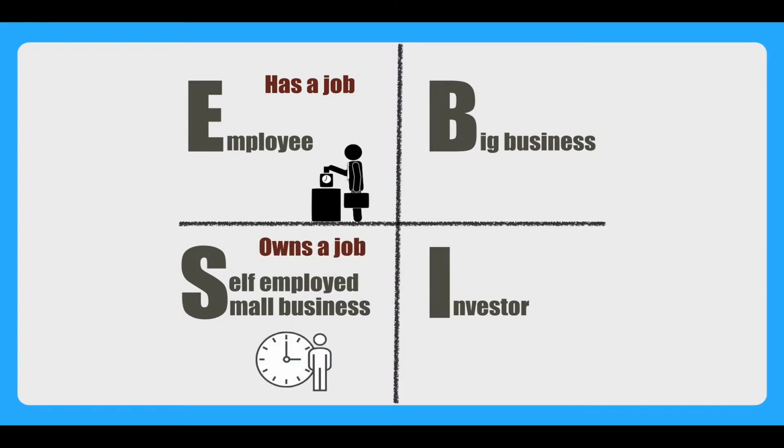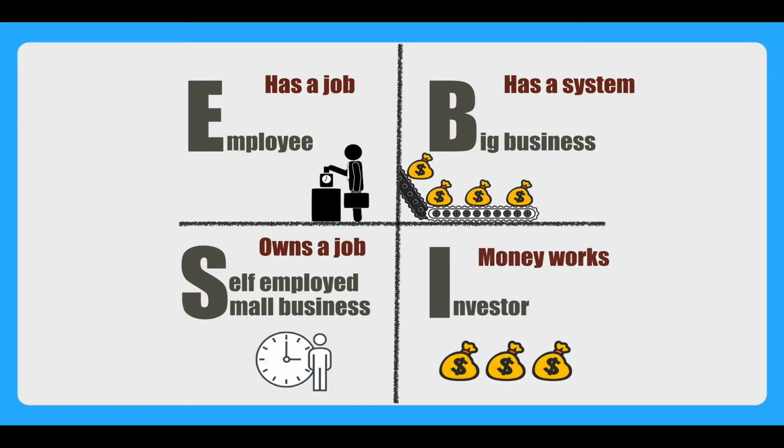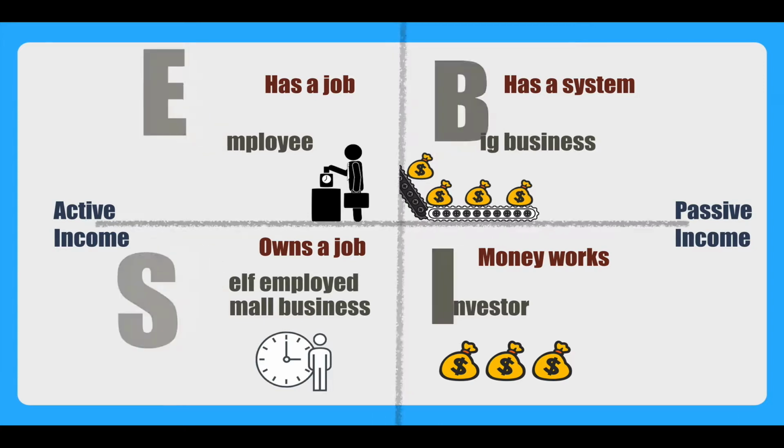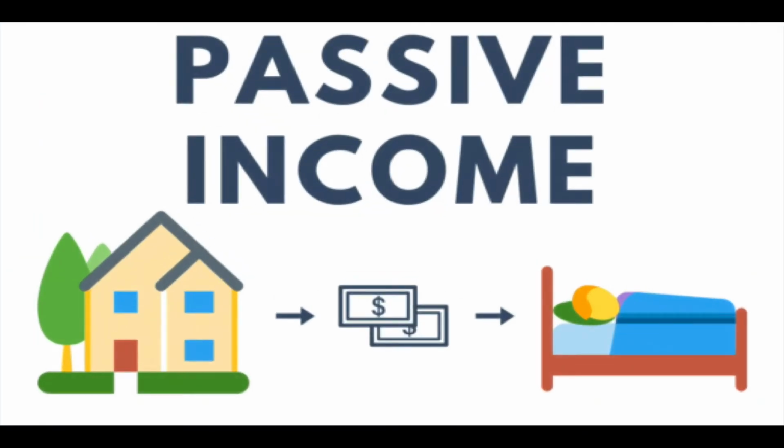On the right-hand side of the quadrant, big business has systems that make money, such as a series of employees, procedures, or manufacturing processes. There's a system in place used to create revenues, and for the investor, their money works for them. On the left-hand side, that is active income, and on the right-hand side is passive income. We want to go from the left-hand side of the quadrant to the right. Passive income is truly money earned while you sleep.